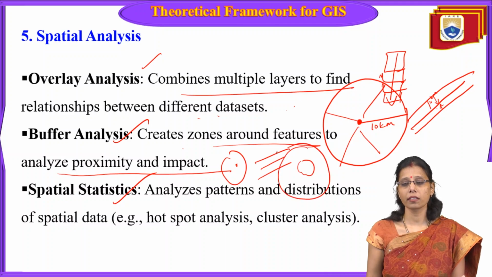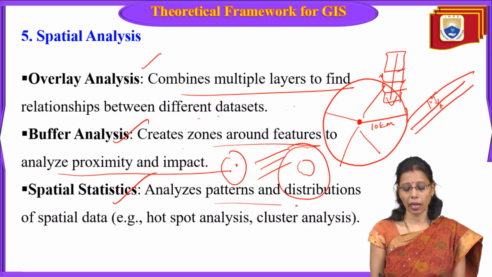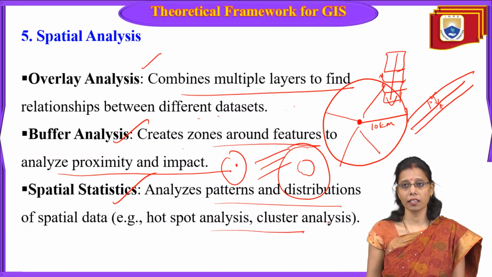This is the zone we can analyze. If you want a 10 kilometer buffer, a 5 kilometer buffer, a 1 kilometer buffer, or a 500 meter buffer, all that we can create in the GIS process. That means we are transforming the information to the final output of the map. So that all comes under the spatial analysis, when the transformation takes place from the real world to the 2D map. Now spatial statistics analyzes patterns and distributions of spatial data, like hotspot analysis and cluster analysis. It is present in this statistics analysis, so it will analyze the patterns and the distribution of the spatial data.